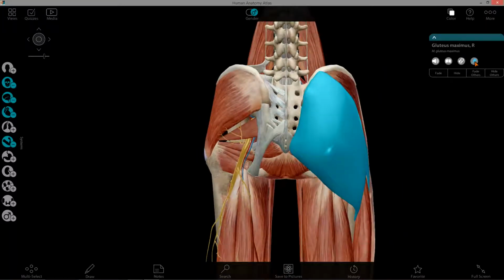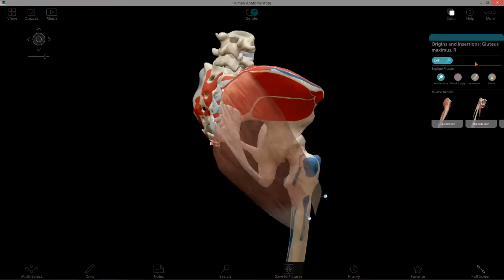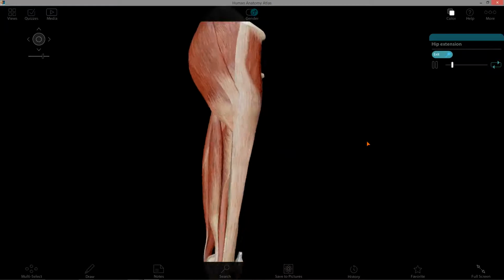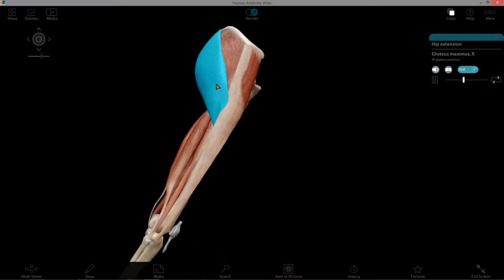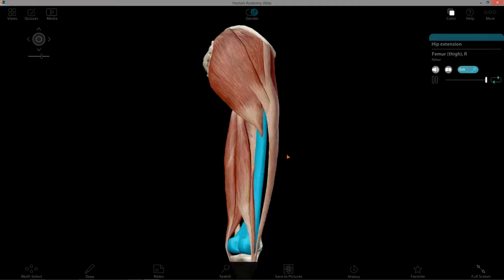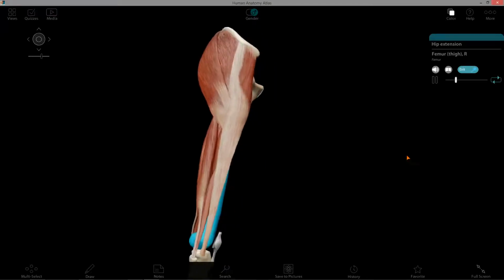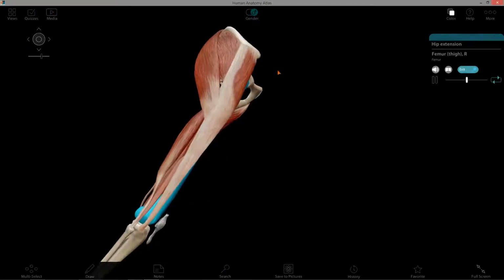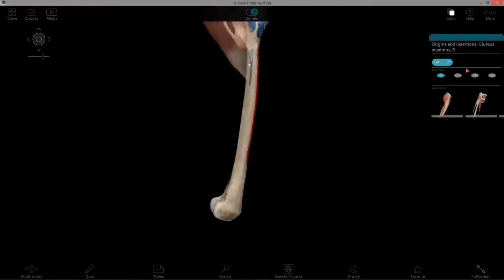Its action is largely a hip extensor, but it also aids in abduction as well as lateral rotation of the thigh at the hip. I'm just going to show you hip extension here really quick. Here you can see gluteus maximus, and as its fibers tighten against the gluteal tuberosity, the femur is pulled backwards and across relative to the hip joint, and you get hip extension.